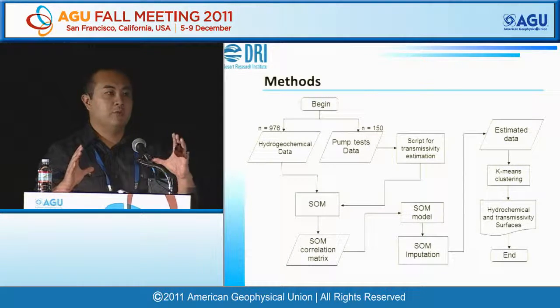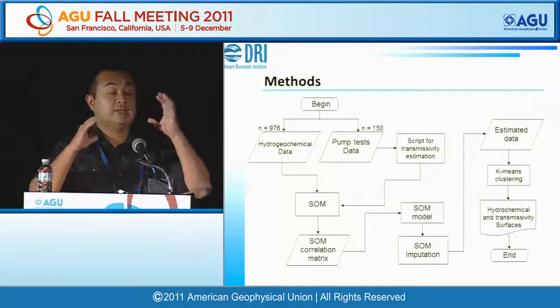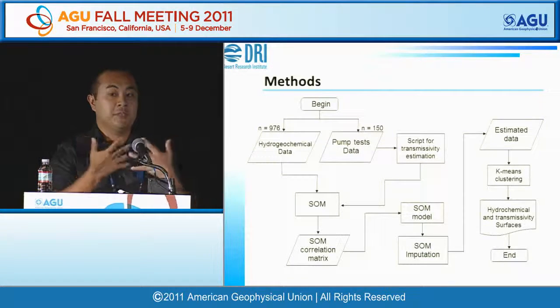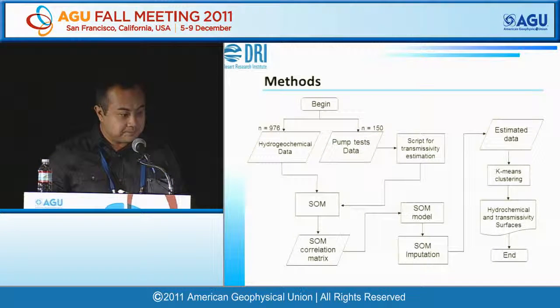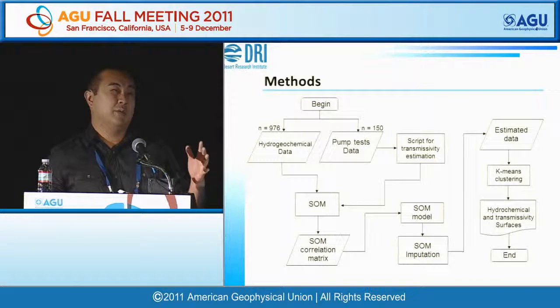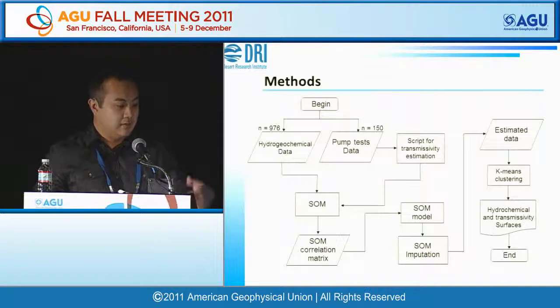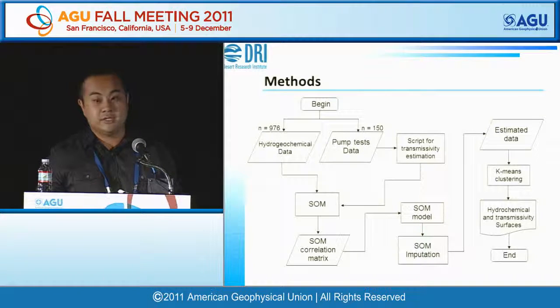We completed a table that had several missing values because the data came from different agencies, and the analyses were scattered over 5 years. In the midterm, they decided to include more elements in the analysis procedures. Finally, we applied K-means clustering to classify this data, and then we obtained the hydrochemical and the transmissivity surfaces.